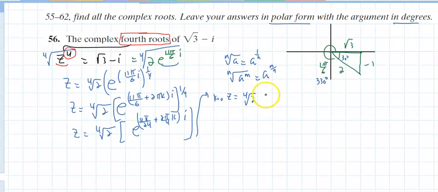The next problem I'll do with degrees. So this is going to be e. If I put k equals 0, I will get 11 pi over 24 i.